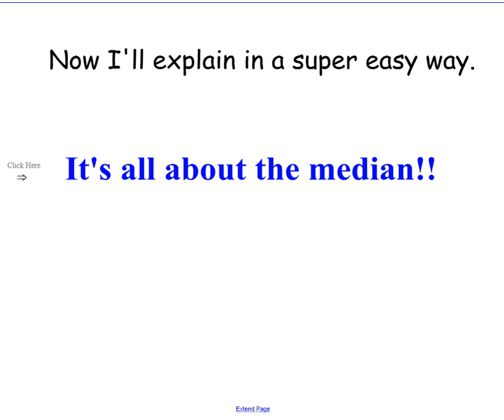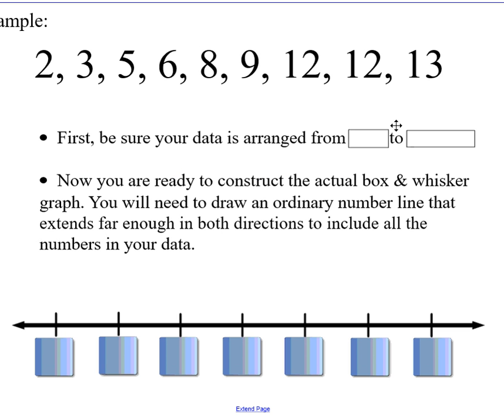So I'll explain further. The first thing we want to do is if we are given a group of data, we want to make sure that we are listing it from least to greatest first. So in this set, I've already done that for you. I've got 2, 3, 5, 6, 8, 9, 12, 12, and 13.